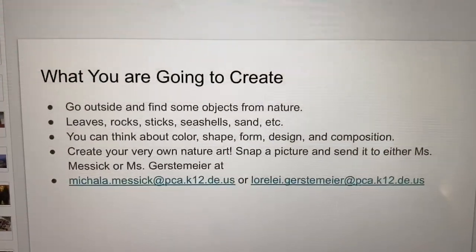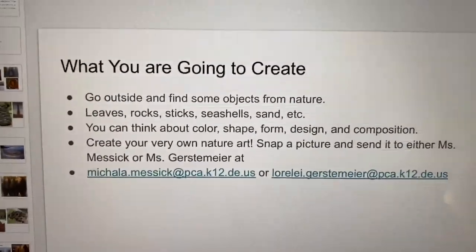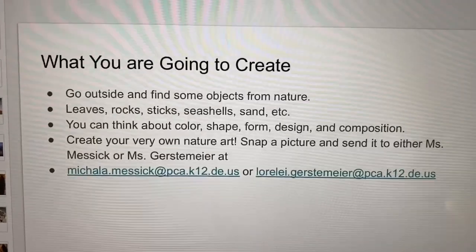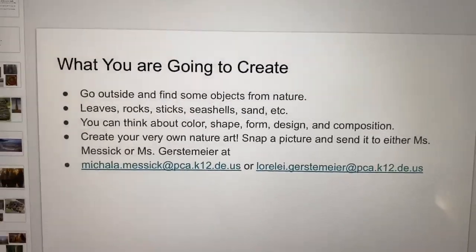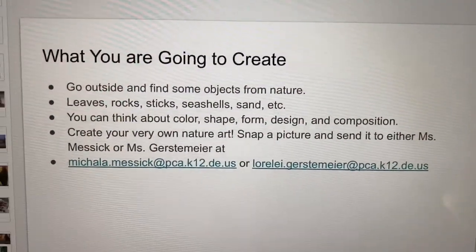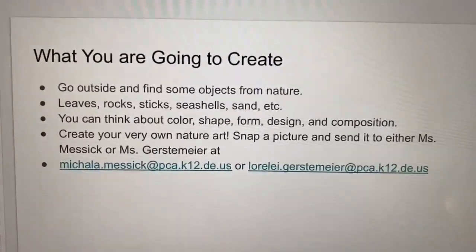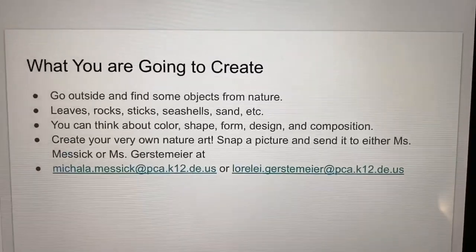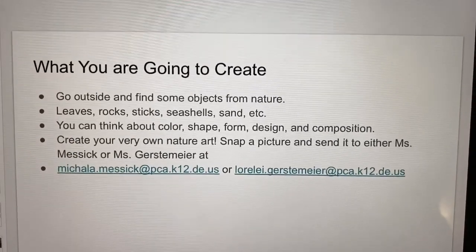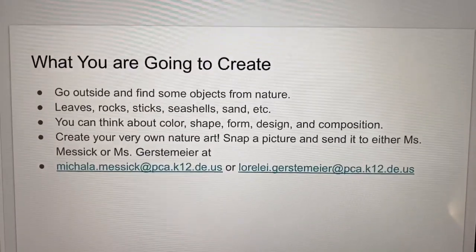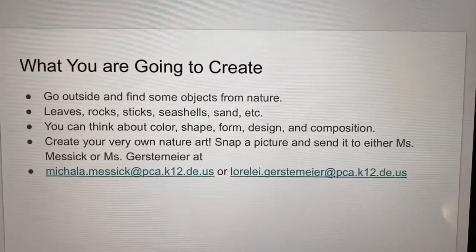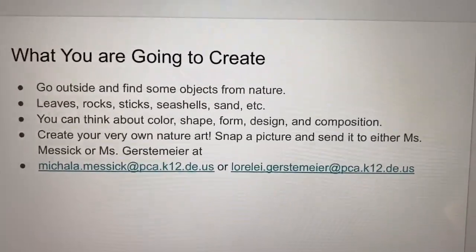And then what you are going to create. I want you guys to go outside and find some objects from nature, whether they're leaves, rocks, sticks, seashells, sand, etc. You can think about color. You can think about shape, form, design, and composition. Create your very own nature art and send us a picture of it to either myself or Miss Messick at the emails listed below.